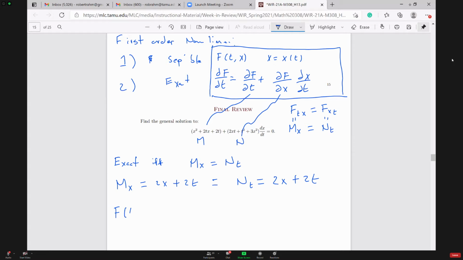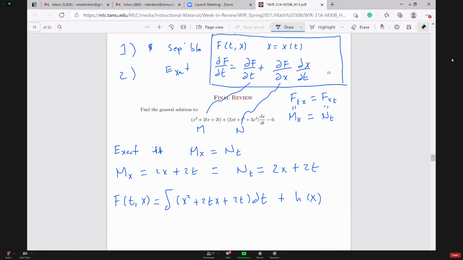So then f of t, x, I know is going to be the antiderivative of m, x squared plus 2tx plus 2t, with respect to t. But then remember, I always have to add in this arbitrary function of x. Okay, because when you take the antiderivative, you have to add an arbitrary constant. We've got two variables and we're taking the antiderivative with respect to t. And so the arbitrary constant is going to be a function of x, because the derivative of h of x with respect to t is equal to 0.